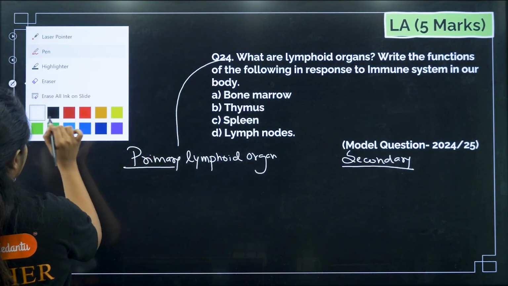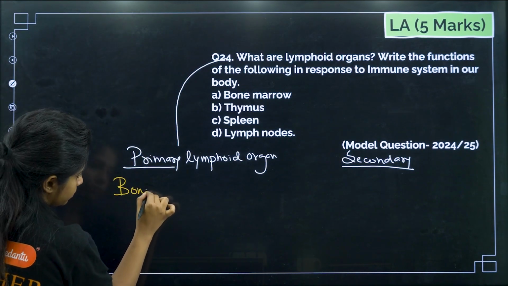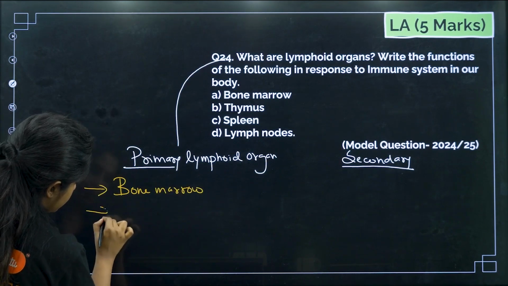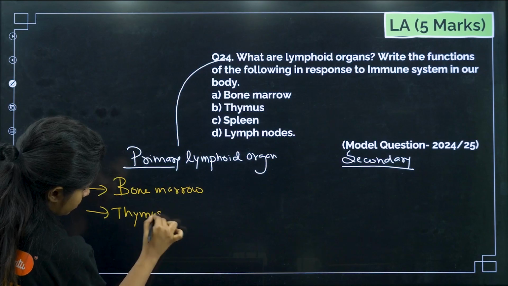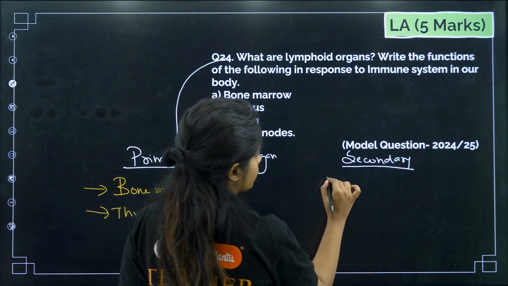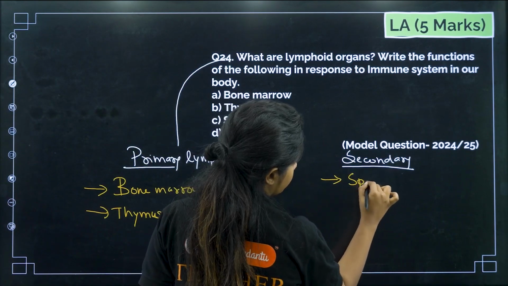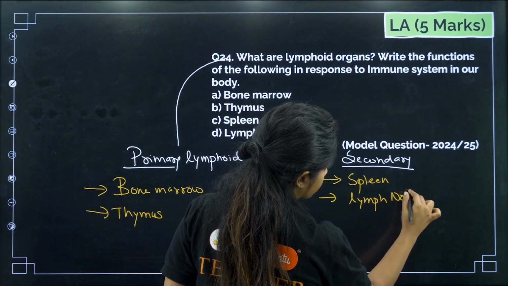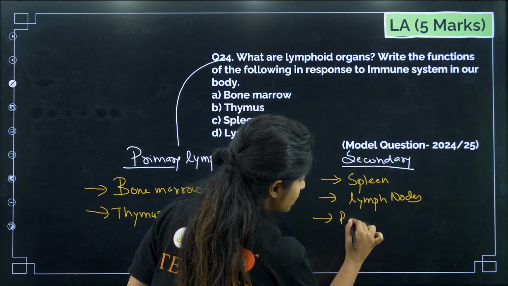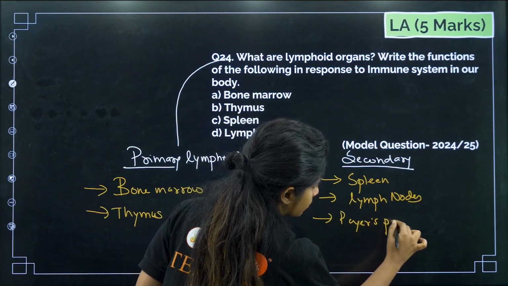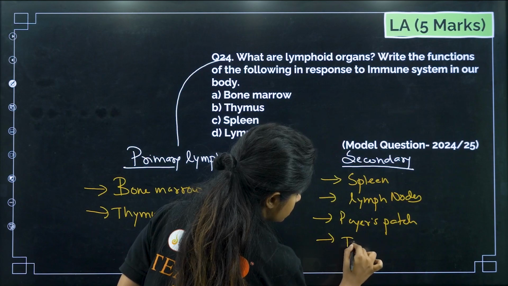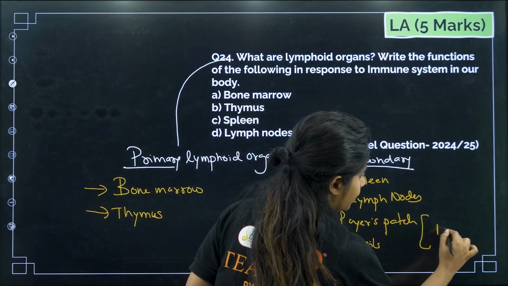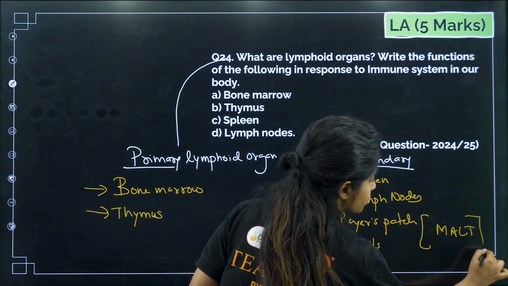Under primary comes two. One is your bone marrow, okay, and the other one is your thymus. Okay, under secondary comes your spleen, you have your lymph nodes, you have your Peyer's patches, you have tonsils. Okay, both of them, they come under MALT, mucosa associated lymphoid tissues.